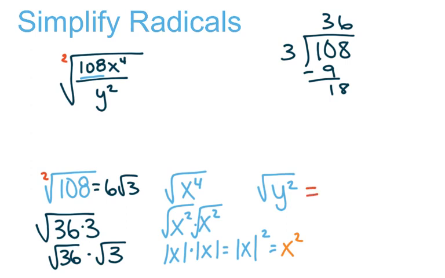For this last quantity, the square root of y squared is similar to this problem here. This will simplify to the absolute value of y. So I can put all of that together up here.